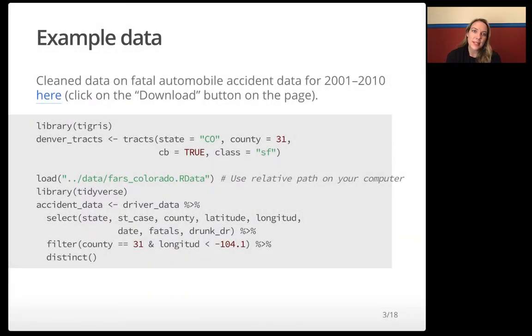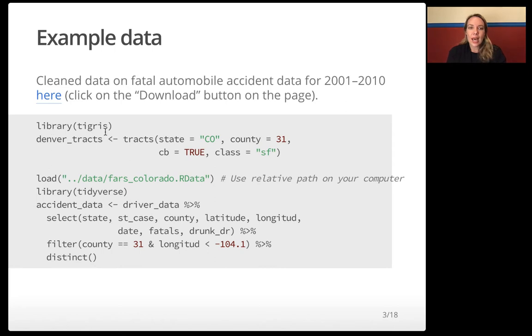So I'm going to start by setting up the data we're going to use for this. Part of it is some data that I've already cleaned and put into an R data frame format, and it's got fatal automobile accidents from 2001 to 2010 in Colorado. The other part is we're going to grab the boundaries for tracts from the US Census using the tigris dataset. And we've used that some before when we've worked with mapping. So let's get the tracts first.